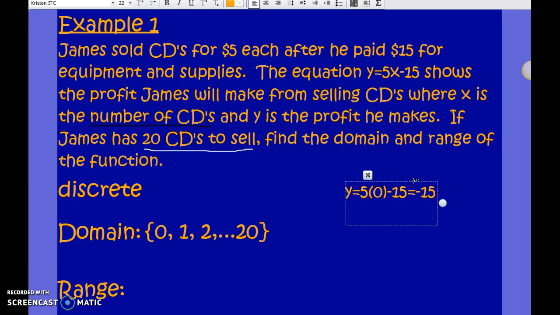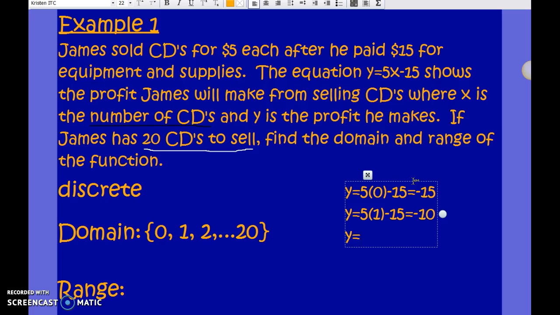Then I go to my next domain value, which is 1. So I'm going to have 5 times 1 minus 15. I work that out. 5 times 1 is 5. Minus 15 is going to give me negative 10. That's my next value in my range.